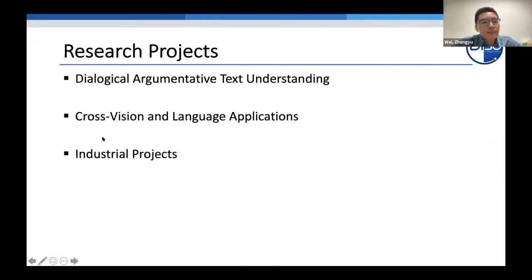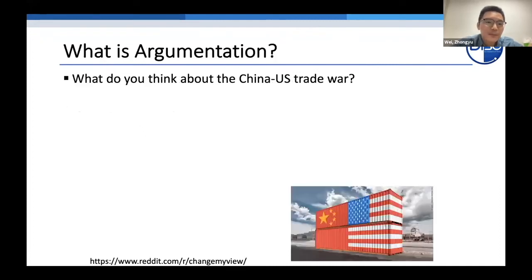Okay, then in the following part, I would like to introduce some research projects in my lab. The first one is dialogical argumentative text understanding. Firstly, I want to introduce what argumentation is. Argumentation is something we do every day in life. Given a topic, we want to express our opinions.